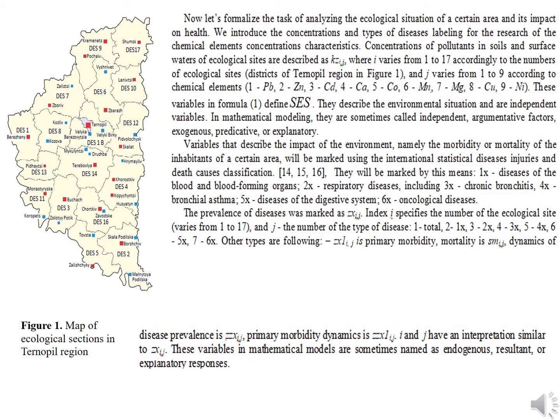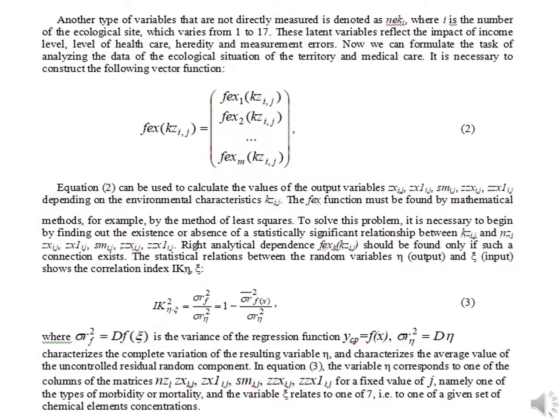Index I specifies the number of the ecological site, which varies from 1 to 17, and J the number of the type of disease. Another type of variables that are not directly measured reflects the impact of income level, level of health care, heredity, and measurement errors. Now we can formulate the task of analyzing the data of the ecological situation of the territory and medical care. It is necessary to construct the following vector function in equation 2.